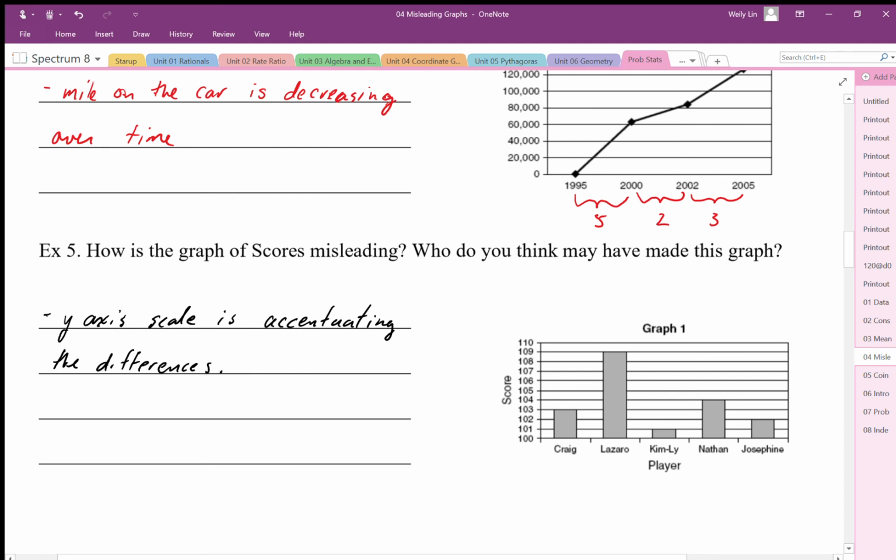Okay? So who do you think might have made this graph? Well, we could maybe think that Lazaro did because he certainly looks much better than everyone else based on the scaling. If we were scaled from 0, we'd see that most of these players are actually fairly even. Whereas it looks like Kim Lee, wow, he's way worse than Lazaro, who looks like 10 times better, but that's not really the case when you look at the bigger picture of the graph.